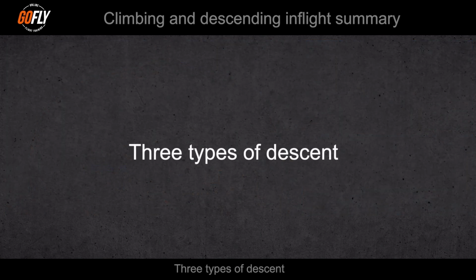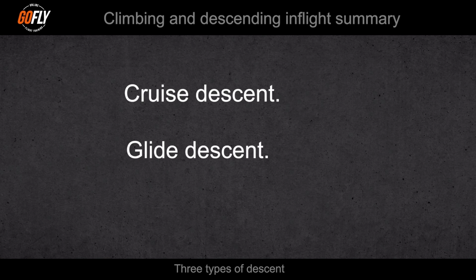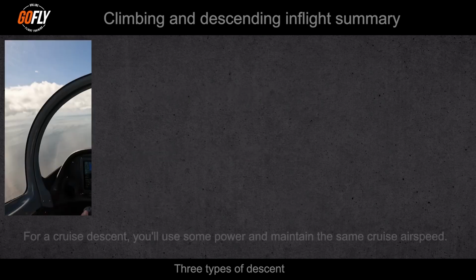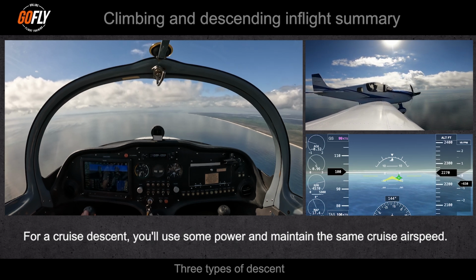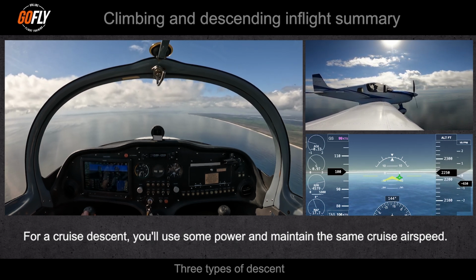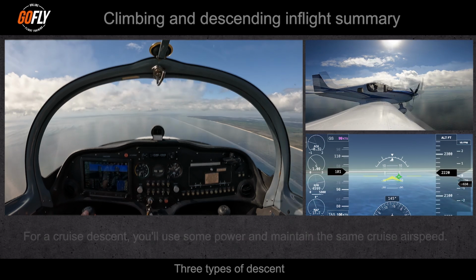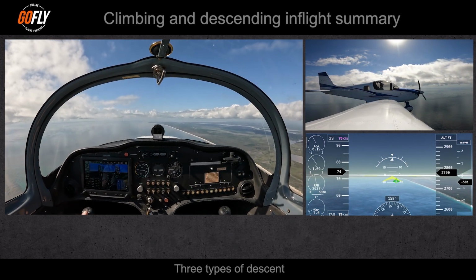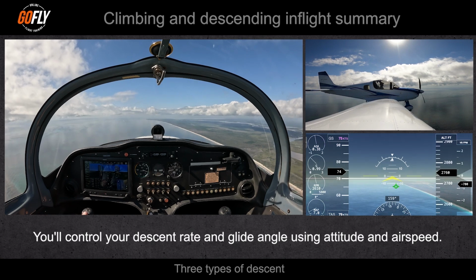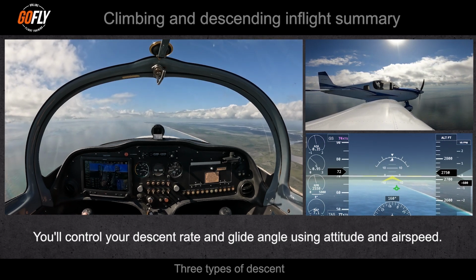There are three main types of descent you should be aware of. They are the cruise descent, glide descent, and approach descent. For a cruise descent, you'll use some power and maintain the same cruise airspeed, typically descending at a rate of about 500 feet per minute. For a glide descent, no power is used. You'll control your descent rate and glide angle using attitude and airspeed.